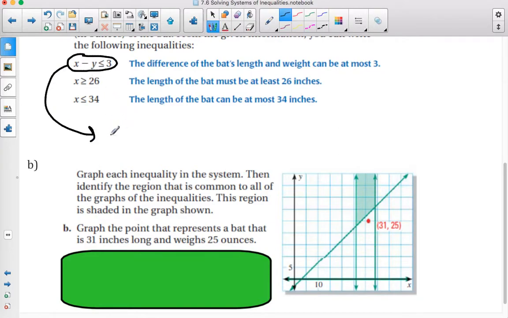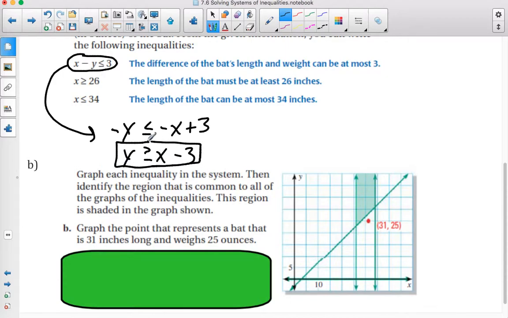If I solve for y and subtract x, I get negative y is less than or equal to negative x plus 3. Then I divide by a negative 1, and I get y is greater than or equal to x minus 3, because dividing by a negative flips the inequality sign and changes the signs of the terms. That is the inequality they graph right here. It has a y-intercept down here of negative 3 and a slope of 1. It's kind of hard to see the slope of 1 in this picture, so that's why I gave it to you. But this is y is greater than or equal to x minus 3.